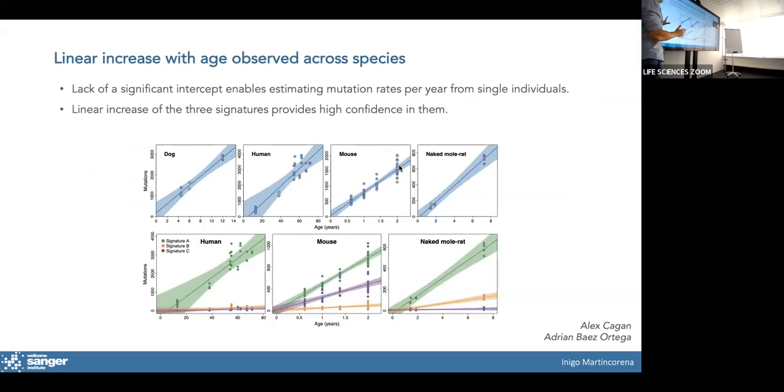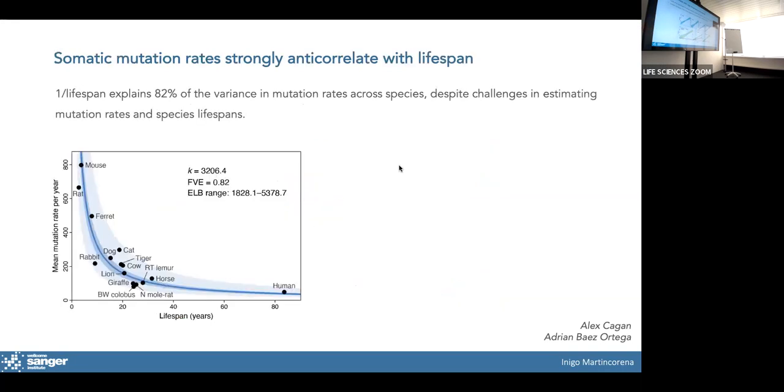For the few species from which we had different individuals of different ages, we could confirm that the mutations increase with age. And that was very convenient, having it set close to zero, because you can estimate the mutation rate per year for a species by dividing the number of mutations that you are seeing by the age of the individual, essentially, even when you don't have multiple individuals of different ages.